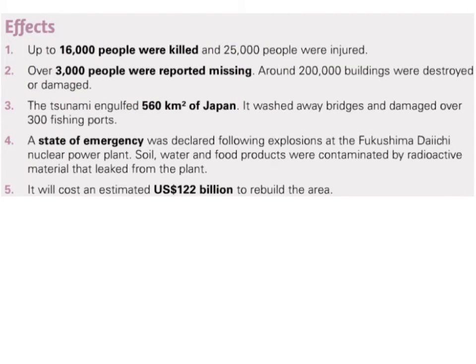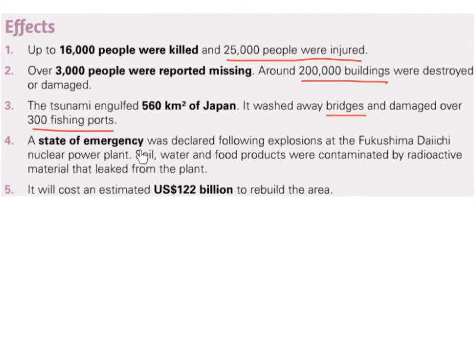The effects. Up to 16,000 people were killed and 25,000 people injured. Over 3,000 people were reported missing. Around 200,000 buildings were destroyed or damaged. The tsunami engulfed 560 kilometers squared of Japan. It washed away bridges and damaged over 300 fishing ports.